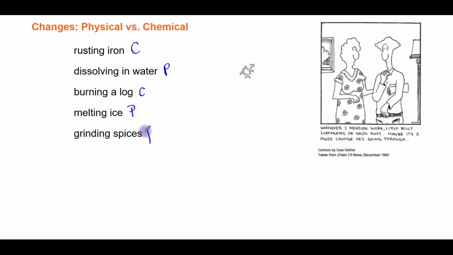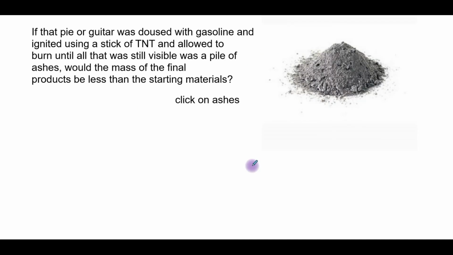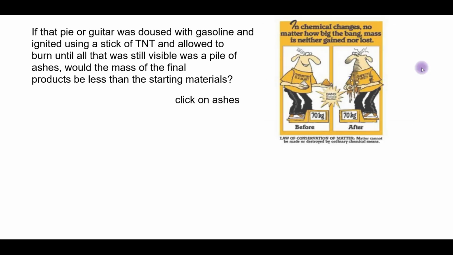Grinding spices is a physical change. The spices are still the same chemical composition, they've just been made into smaller pieces. If you cut a pie into several pieces, does it have less mass? No. If I take a guitar and smash it into bits, does it have less mass? No. If I take that pie or guitar and put gas on it and ignite it and allow it to burn until all that was left is a pile of ashes, would the mass of the final products be less than the starting materials? No.